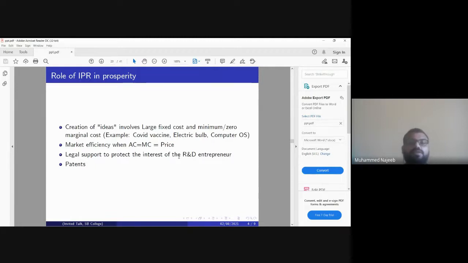That pricing opportunity will motivate them to do research. From that research comes innovation. That innovation leads to economic growth. That economic growth leads to the prosperity of countries as well as the development of each nation. So this is a link. I think now you have understood how this link works.